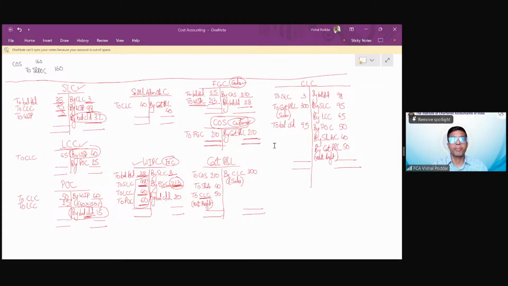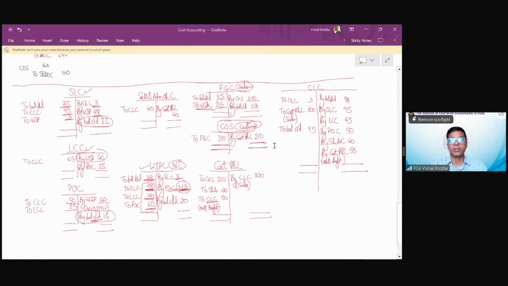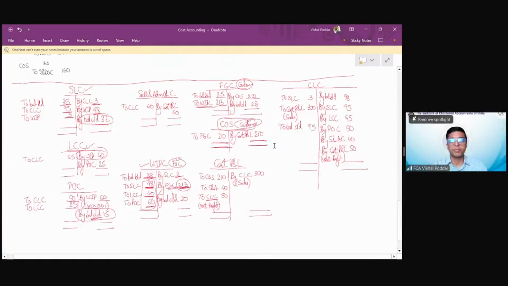So this is how I will get my cost accounting done. I'm sure everybody is now getting the feel of this cost accounting, right? Take a screenshot if anybody wants for their future reference. Let me proceed to the next question then.